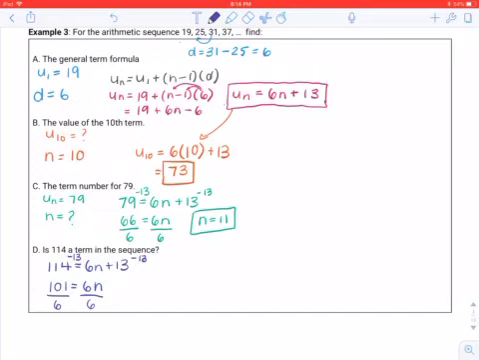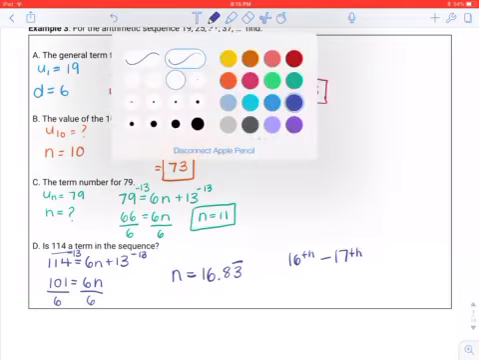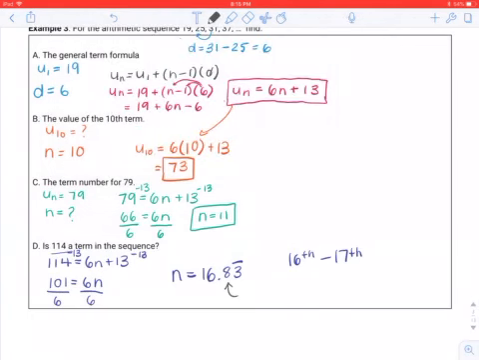If I divide 101 by 6 in my calculator, I end up with n equals 16.83 repeating. So what that means is that 114 is going to be somewhere between the 16th and the 17th term, which means it's not a term in its own right. So what you've discovered there, because our n value is not an integer, is that 114 is not a term in the sequence.